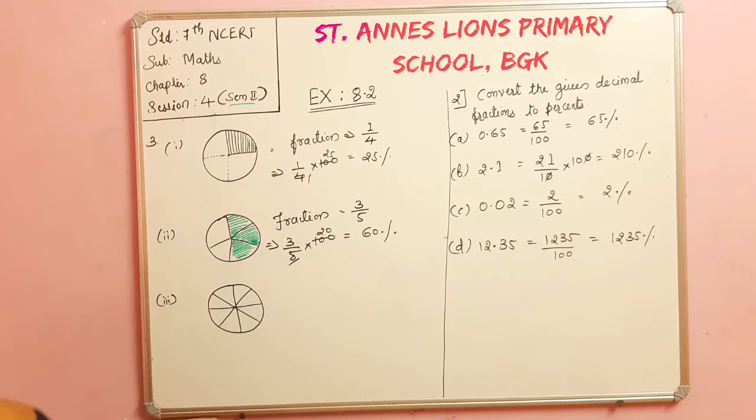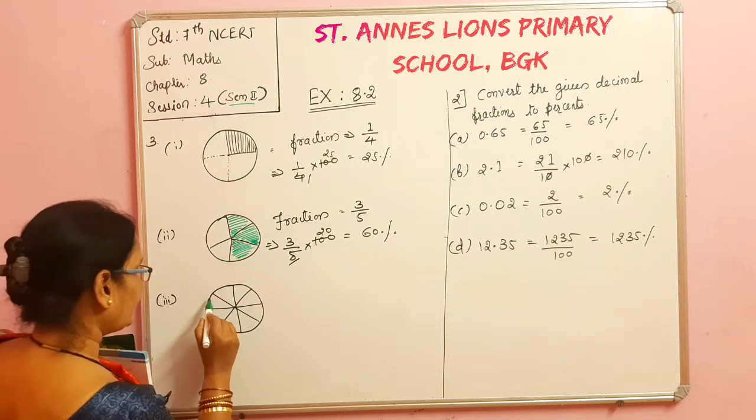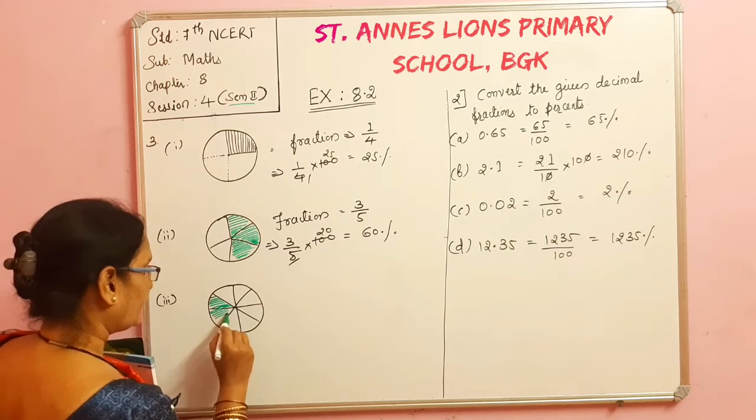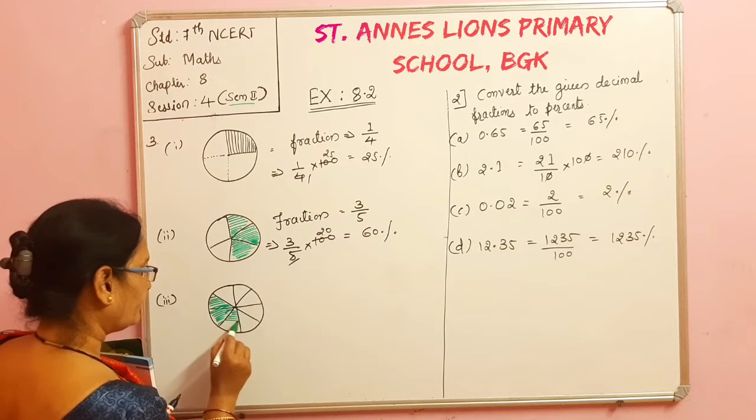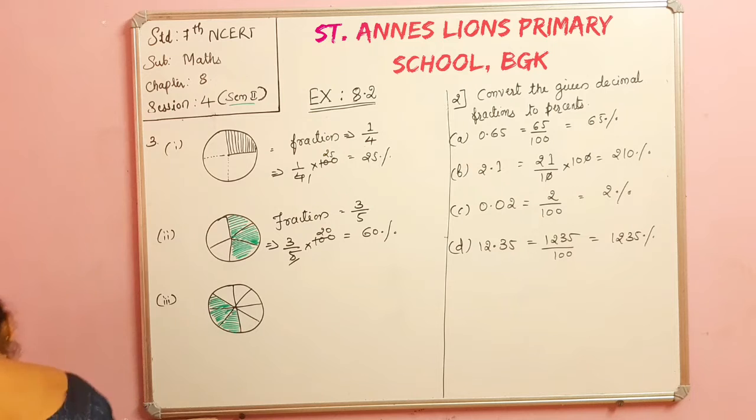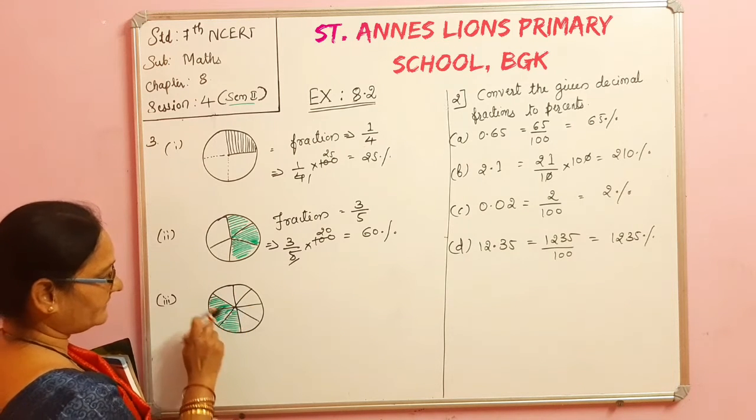Okay. In this, how many parts are shaded? Here 1, 2, 3 parts are shaded. How many parts are shaded here? 3 parts. 1, 2, 3 parts are shaded. Now totally how many parts are there? 1, 2, 3, 4, 5, 6, 7, 8 are there.